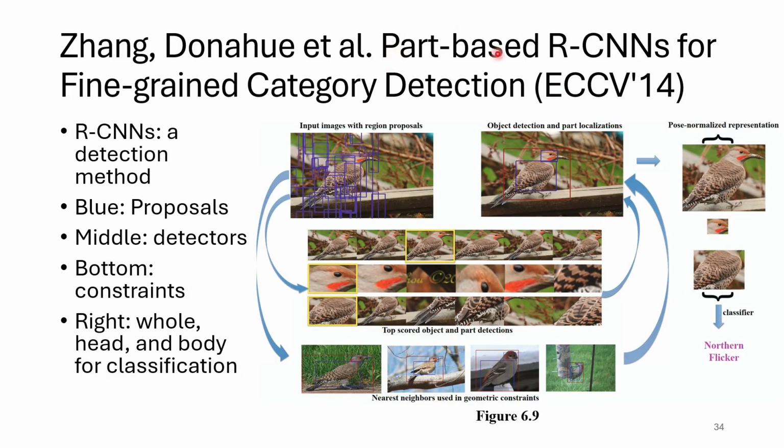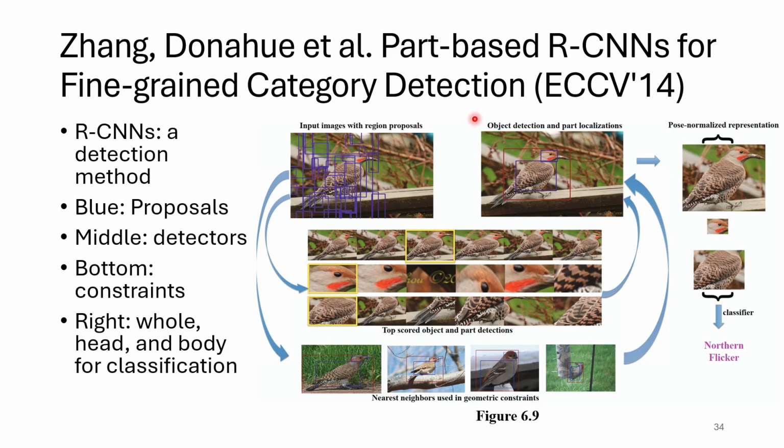They use a part-based method to deal with the fine-grain image classification problem. So what does it mean? There are many types of birds. If they can localize the whole body, in addition to the head, in addition to only the body part, then they can increase the chance to correctly classify the type of the bird.